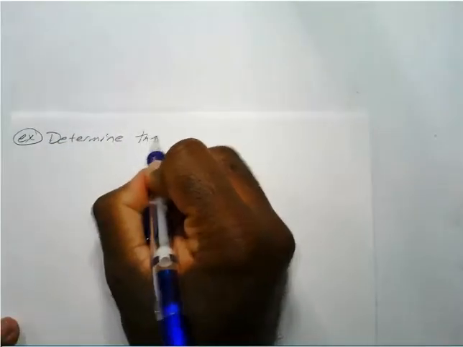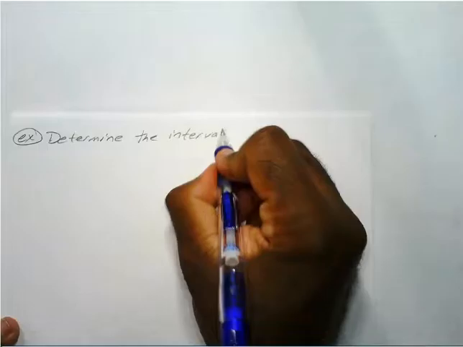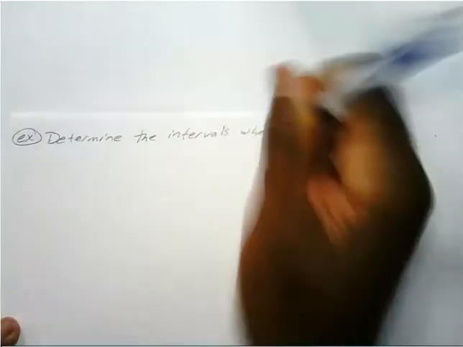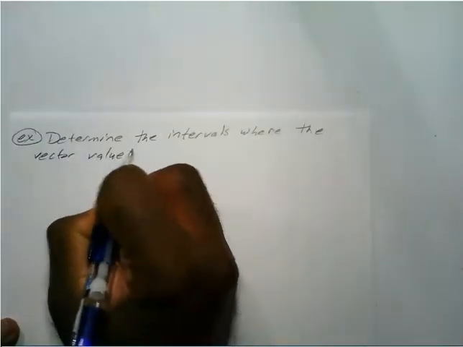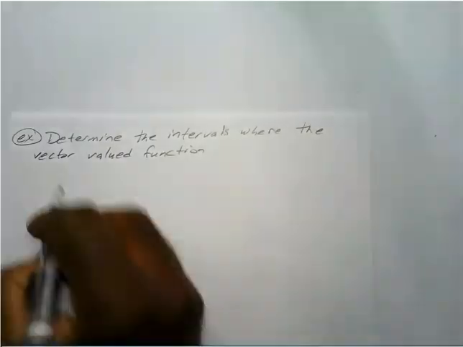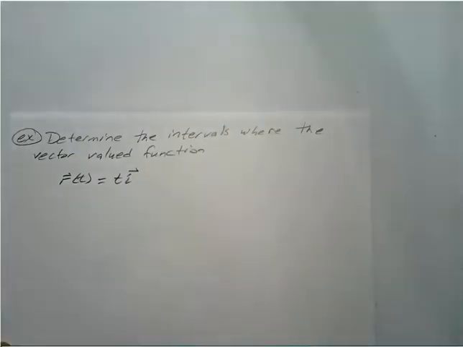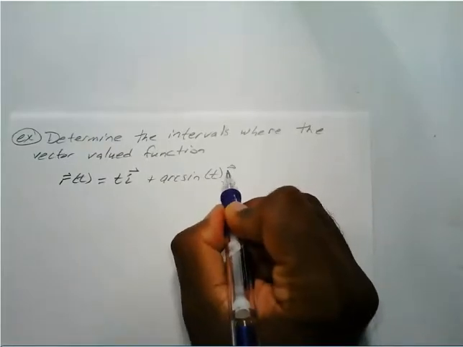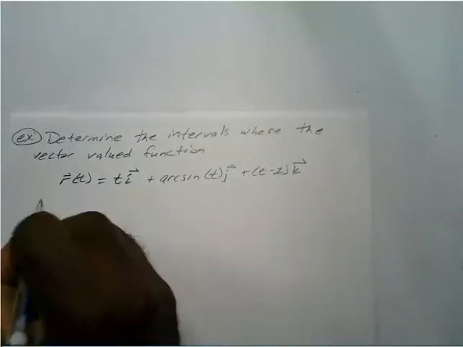Okay, what if we wanted to determine the intervals where, okay, I'm writing entirely too fast, where the vector valued function r of t is equal to t times your I vector plus arcsine of t times the j unit vector plus t minus 1 times your k vector is continuous.